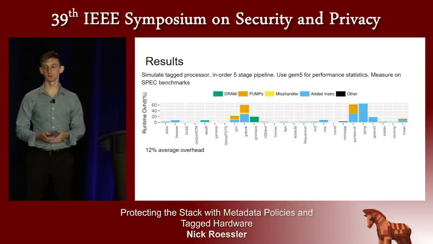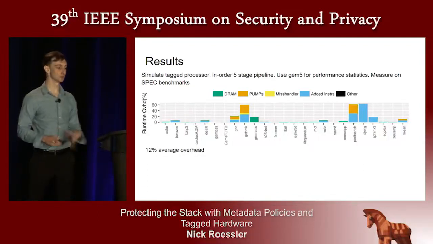The yellow here corresponds to the miss handler. This is the software that runs whenever we take a miss in our rule cache. We can see that this is a very small contribution of the overhead. This is because the rules for this policy are very cacheable.